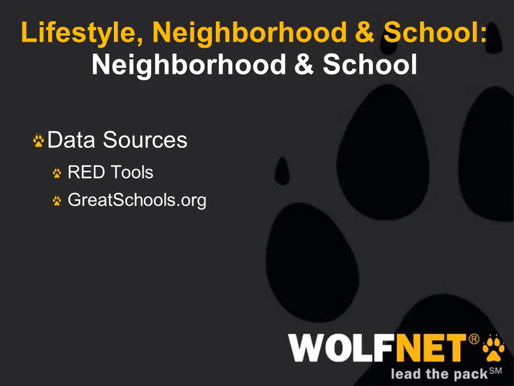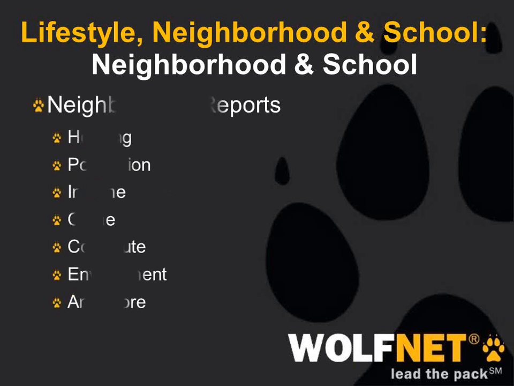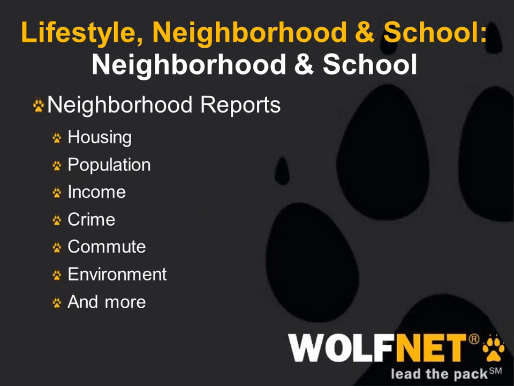So now we're going to move on and talk a bit more about the neighborhood and school reports that are available on the listing details page. Same as with the lifestyle search, these reports are provided by a variety of third-party vendors, including RedTools and GreatSchools.org. The neighborhood report provides detailed information about the areas surrounding a property. Information like housing statistics, population, income, crime, commute, environment, and more.